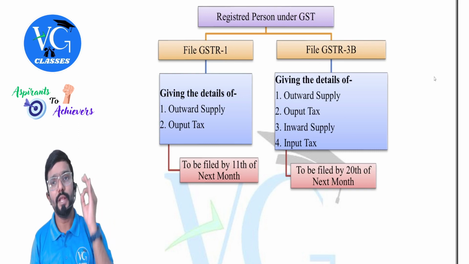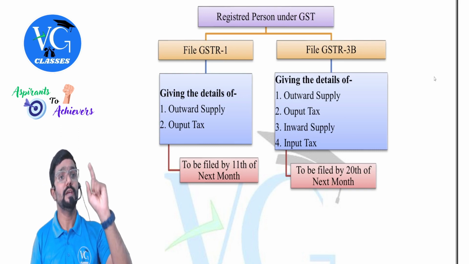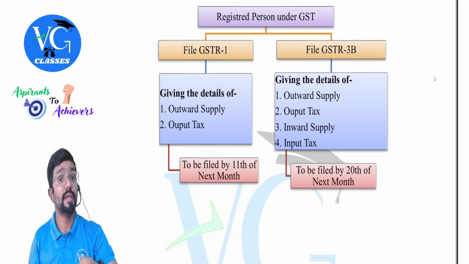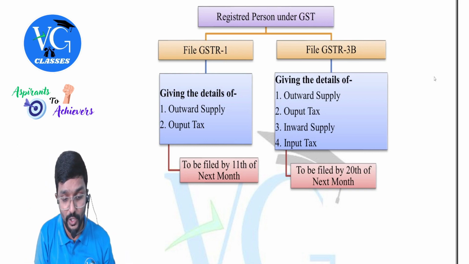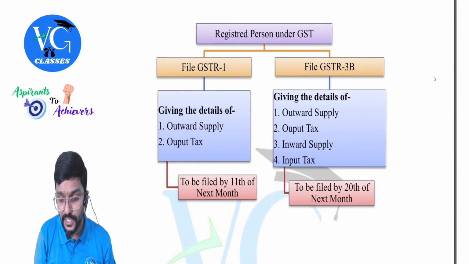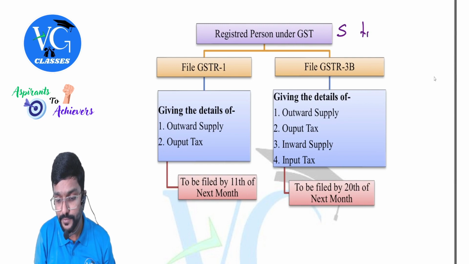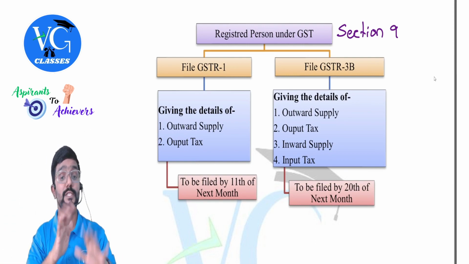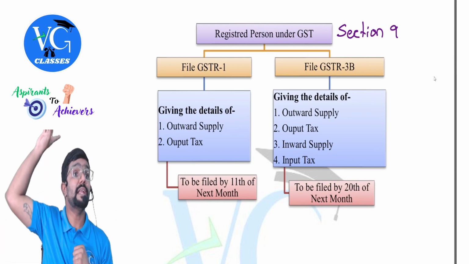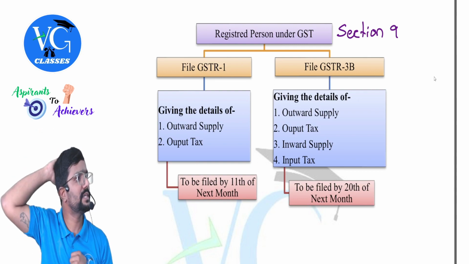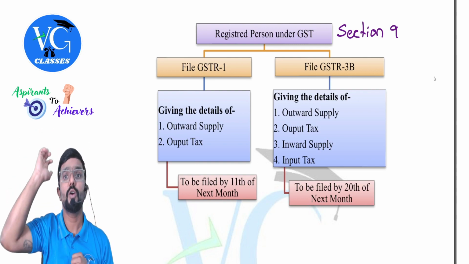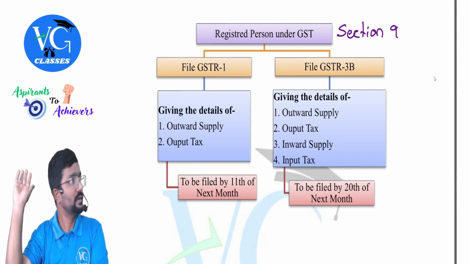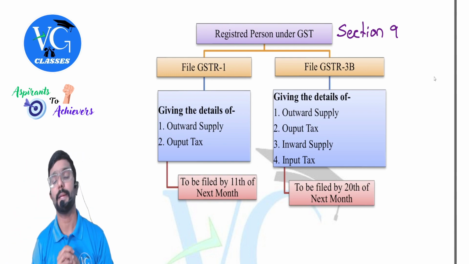Every registered person under GST has to file GSTR 1 and GSTR 3B. Every registered person means, let me mention that also. As per which section, sir? Section 9. Section 9, people. Why so? Because section 10 person is not supposed to file GSTR 1 and 3B. You will file annual return. Who is section 10? Composition supplier. Yes.